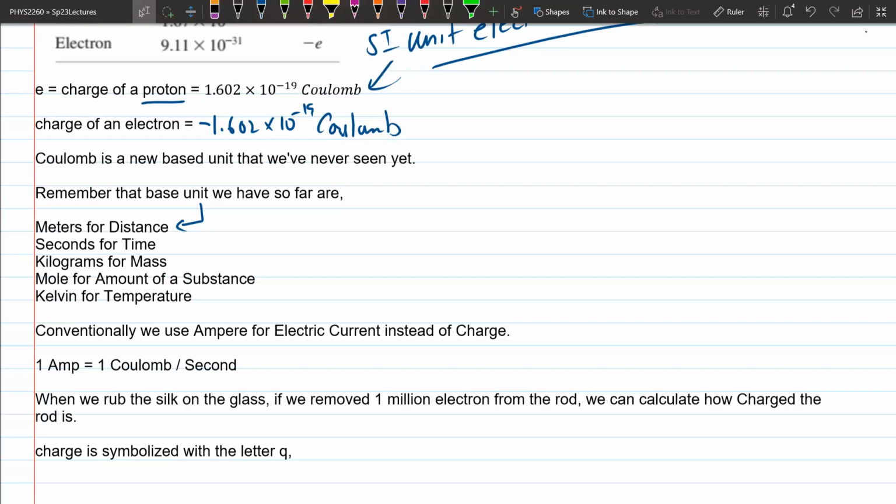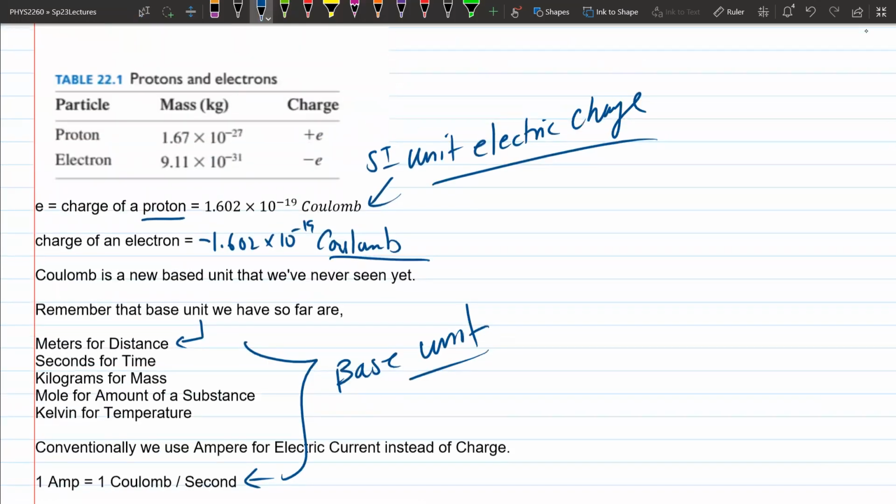Instead of using coulomb, conventionally in the future you're going to see this thing called ampere, which is instead of an electric charge, a current, which is the number of coulombs that moves per second. It's kind of weird that they use ampere as the SI base unit. Remember, these things are called base units. But for now, just understand that coulomb is the SI unit for charge, because we're just going to be dealing with charge, and they're not going to be moving around yet.